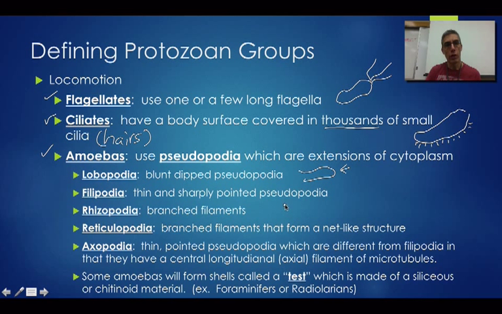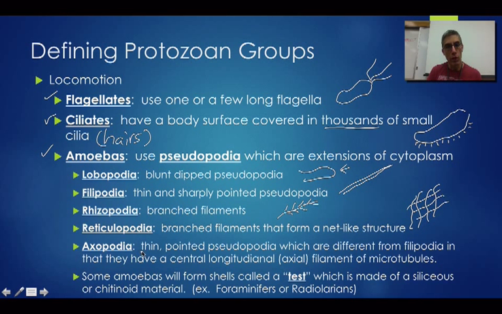Filopodia are thin, sharply pointed pseudopodia, so you might have something that looks like that. Rhizopodia are somewhat of a branching type of filament. If you think about a Christmas tree, you might have some pseudopodia that take on this type of form. Then you have reticulopodia, which are kind of unique because they have the ability to form a net-like appearance. So you can see the distinction between the first four.